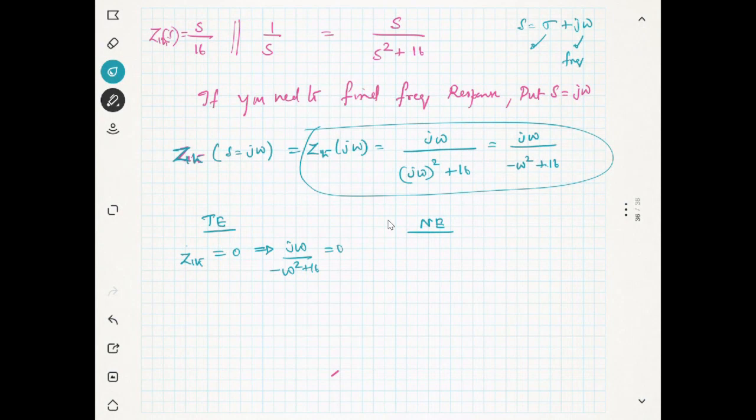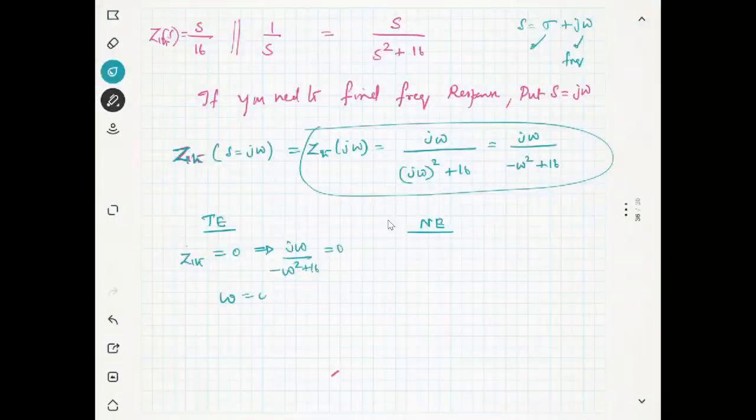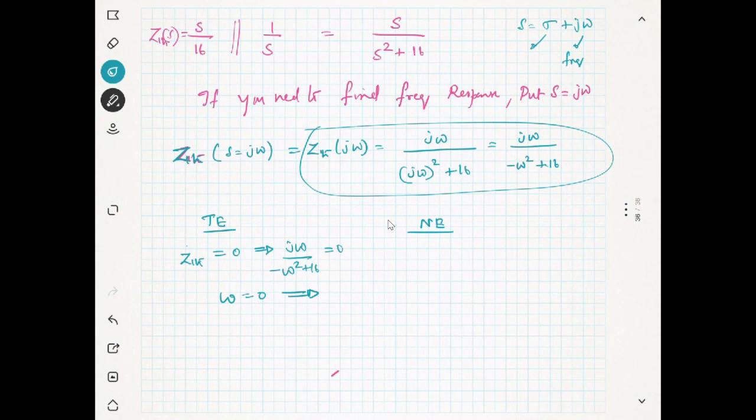Yes, it is equal to omega equal to 0. Omega equal to 0 means frequency is equal to 0. Z Thevenin equal to 0 means frequency is equal to 0. We are talking about the frequency. Frequency is equal to 0 means which kind of wave? AC or DC? DC.